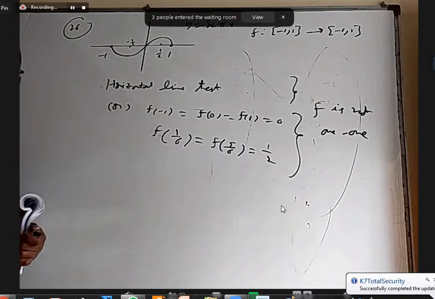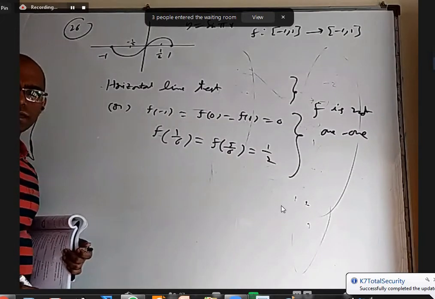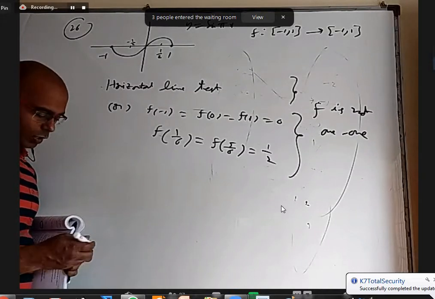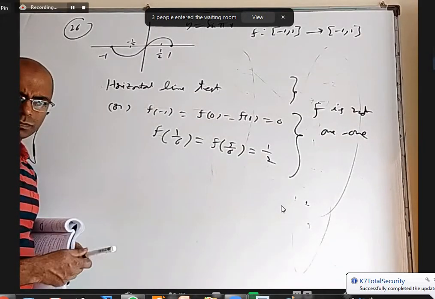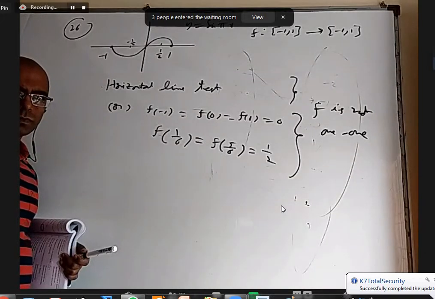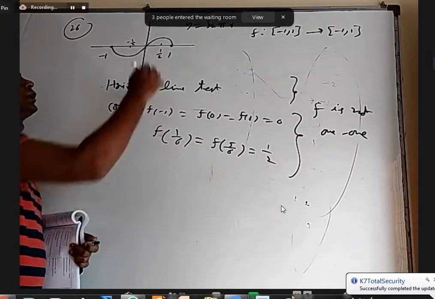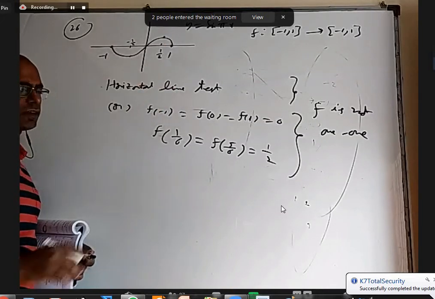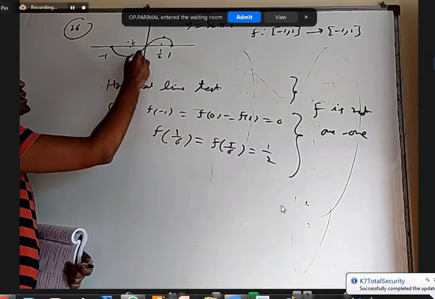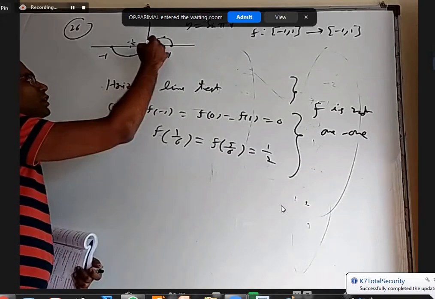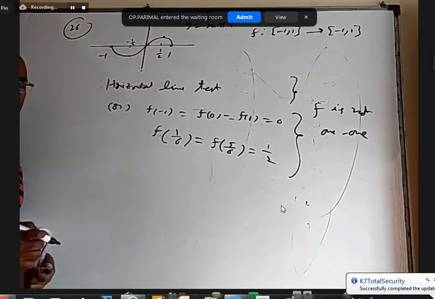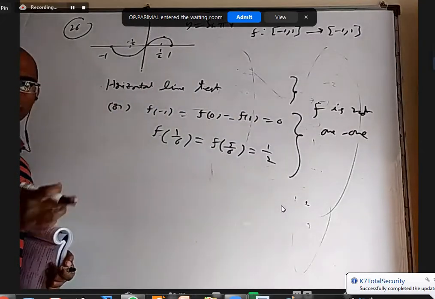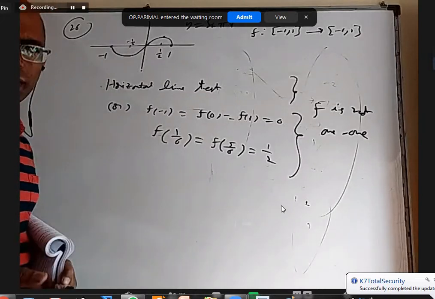Is f onto or not onto? Onto, sir. Maximum value is 1, minimum value is minus 1. You can see in the graph, everything is covered. When you look at all the y coordinates here, minus 1 to 0 is covered. When you look at all the y coordinates here, up to plus 1 is covered. In fact, sine pi x, sine of anything depending on the interval, minimum minus 1, maximum 1.